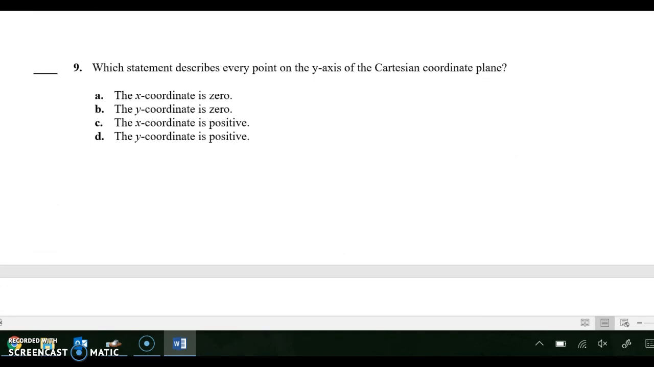Number 9. Which statement describes every point on the y-axis of the Cartesian coordinate plane? A. The x-coordinate is 0. B. The y-coordinate is 0. C. The x-coordinate is positive. D. The y-coordinate is positive.